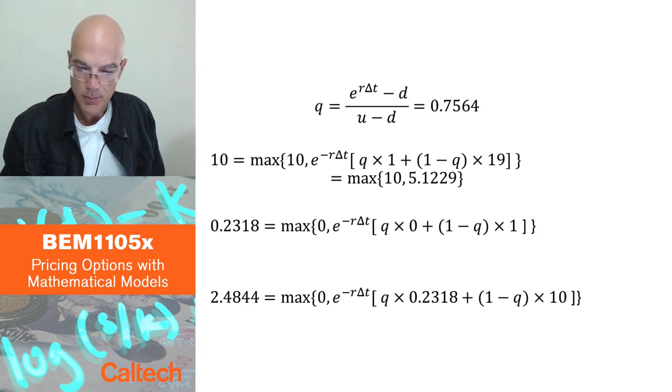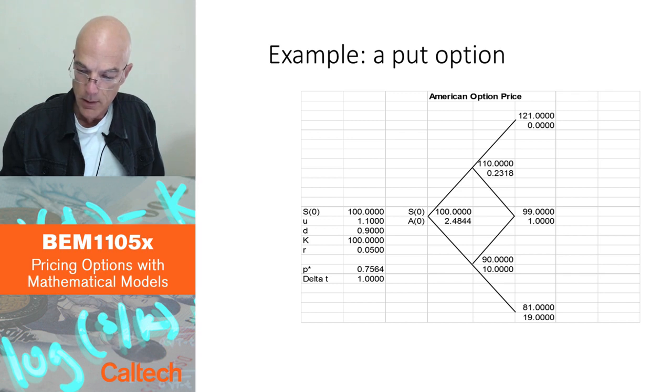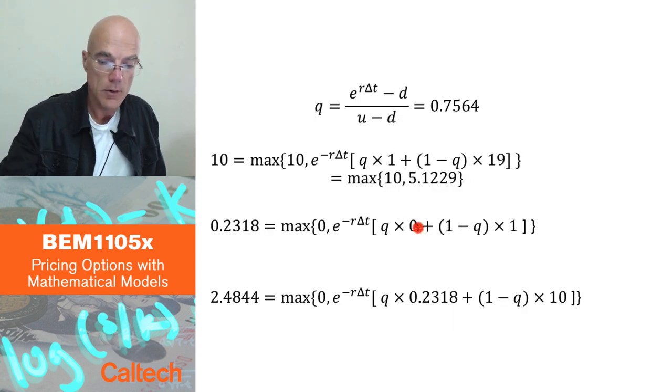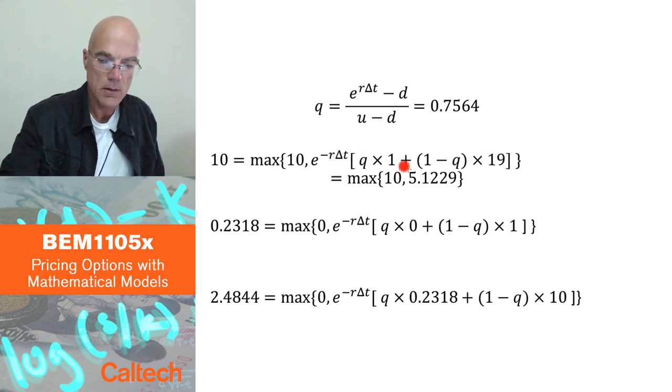So just look at the picture. Right? So we had 1 here, 19 here. So I have Q times 1 plus 1 minus Q times 19. That's what I'm doing. Discount. That's 5.1229. But I'm taking the maximum of that and 10.